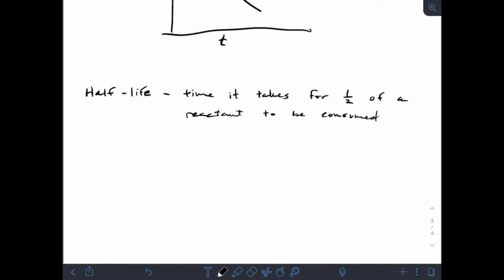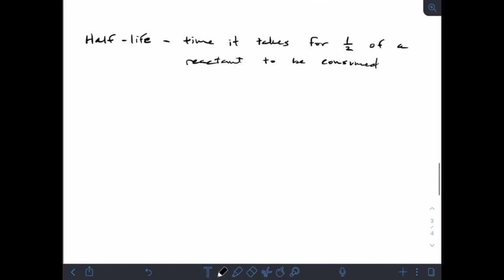Right? Pretty straightforward idea. You know, if you start with 1 gram of substance, when you have half a gram of substance, the time it took for that to get to that point is the half-life. Right? So most commonly we'll be talking about half-life for first order reactions. And the equation for that, T1 half, so time to reach half concentration, equals natural log of 2 over K, or 0.693 over K. Okay, this is for first order half-life.